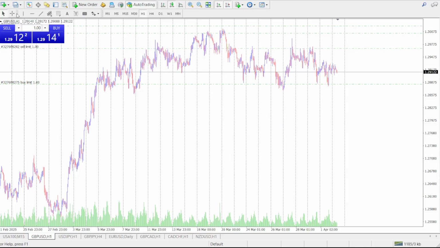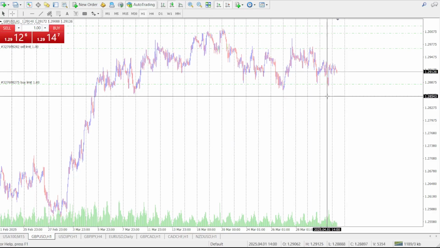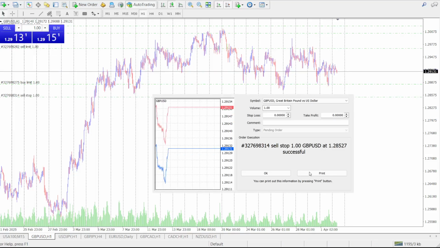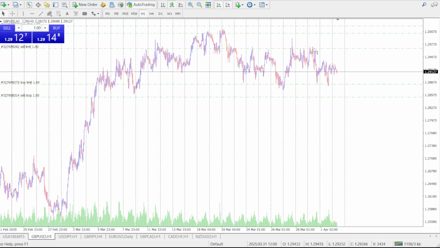Now, if you will notice, I am strategic about the places where I'm setting my pending orders. I'm setting them around strategic areas. For example, setting my sell limits around resistance, buy stop above resistance in case of a breakout, buy limit around support, and sell stop below support in case of a breakout.